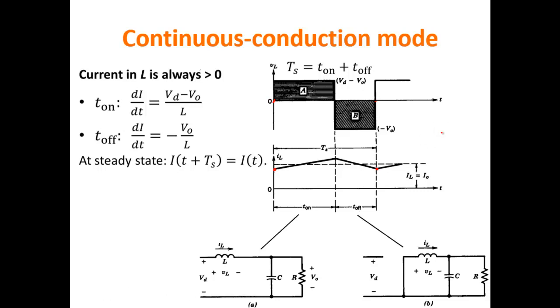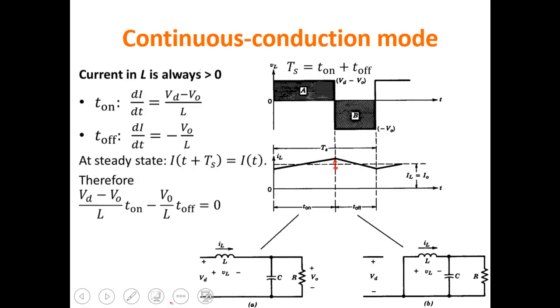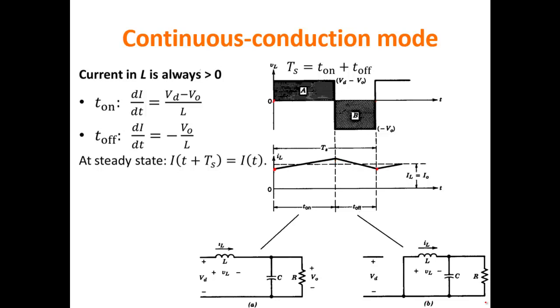Vd minus Vo over L is the slope during T on, times T on is this increase, and then we can add the reduction in the following period T off. Minus Vo over L is the slope, times T off is this other piece, and this total variation must be equal to 0, because at the end the current must be equal to what we have at the beginning. Okay?